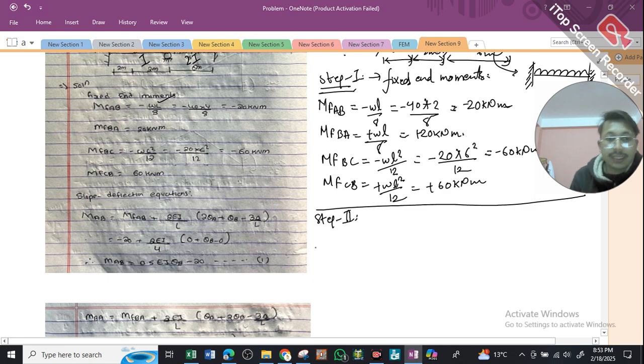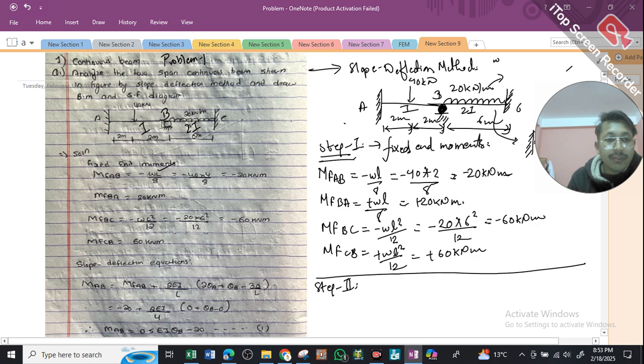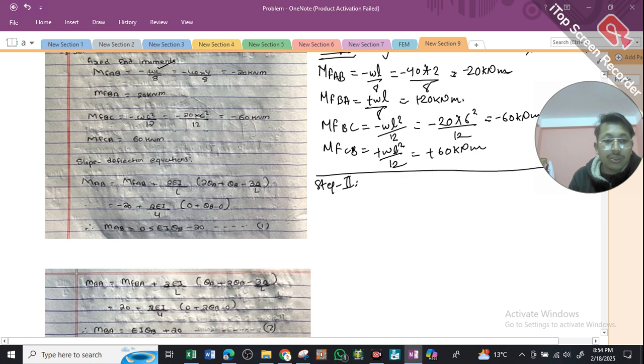What I'm going to do in my step 2 is write down my slope deflection equation. The slope deflection equations will be for MAB, MBA, MBC, and MCB. So the slope deflection equation will be looking at each member and each joint. Firstly I look at joint A and member AB, and from joint B I look for BA, from B I look for BC, and from C I look for CB.